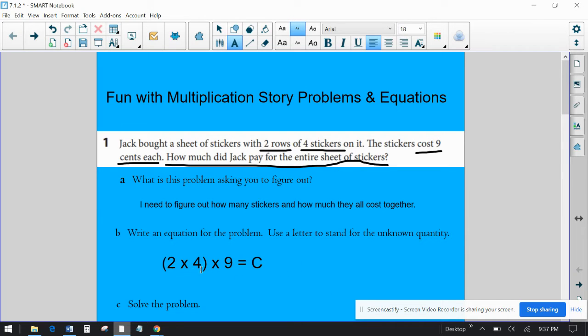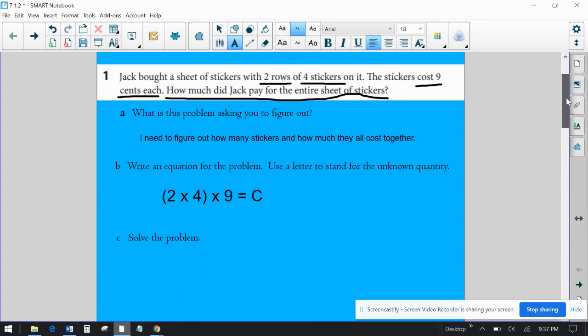So step 1, 2 times 4, we get your answer. And then step 2, you multiply that answer by the 9. So it says write an equation for the problem. I want to see equations with parentheses if it's multi-step. That's the only way you'll be able to make it into one equation.